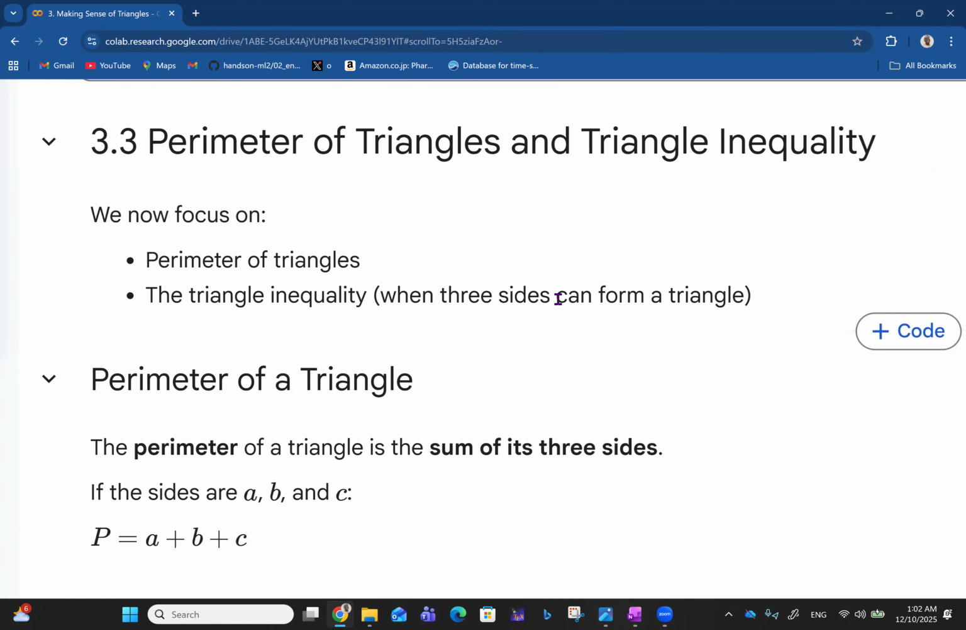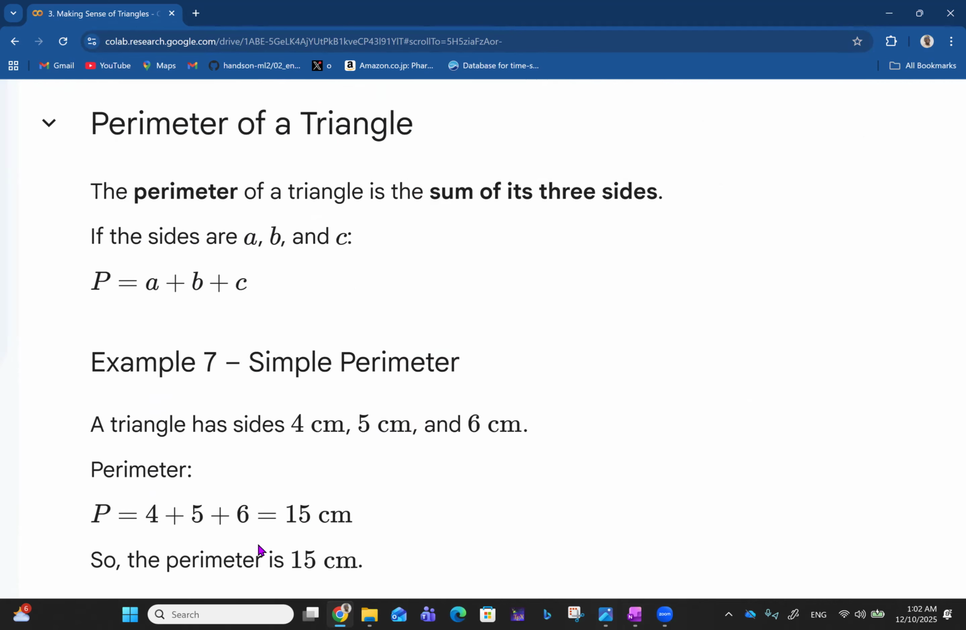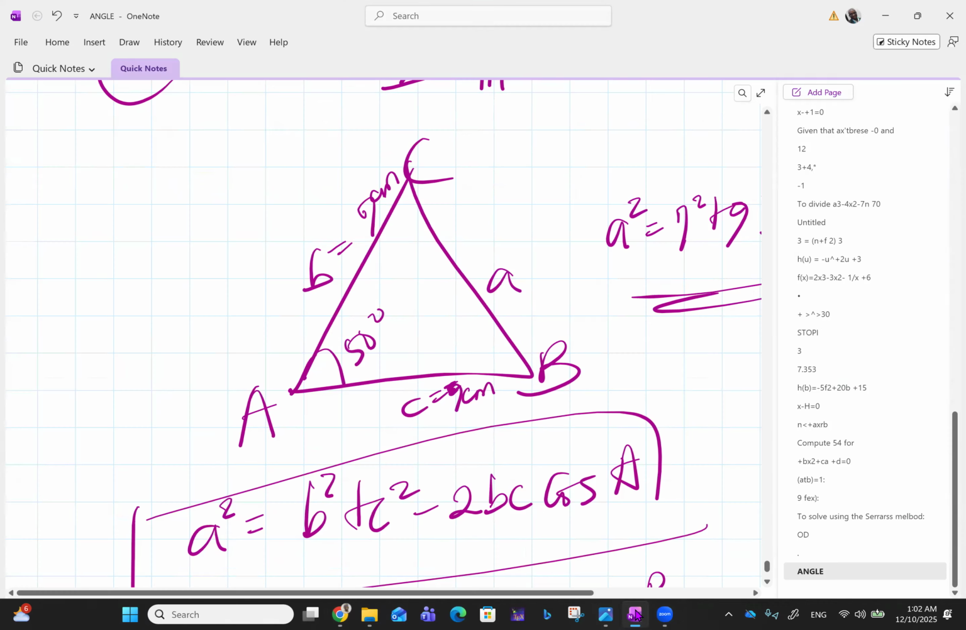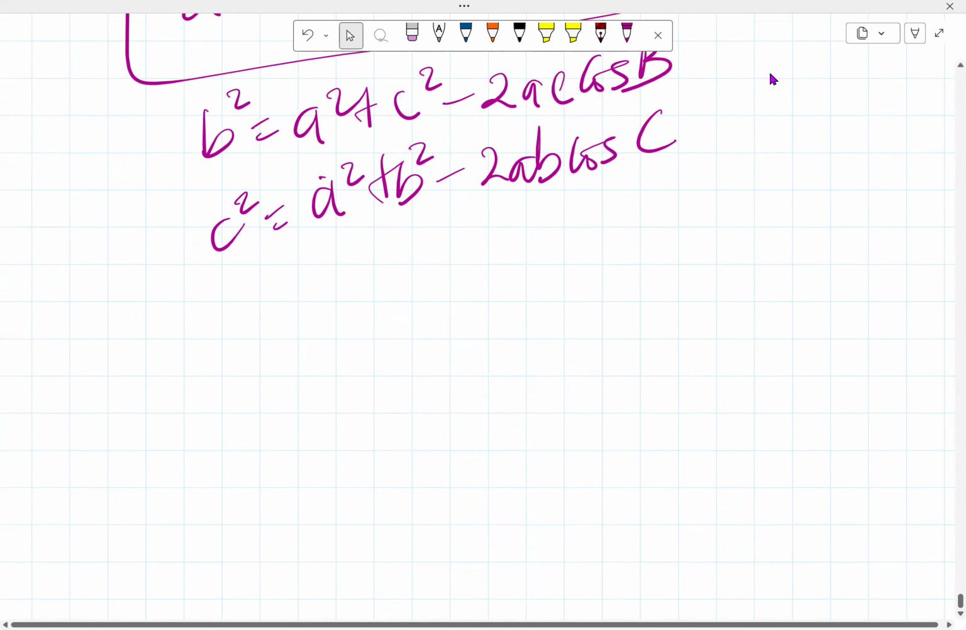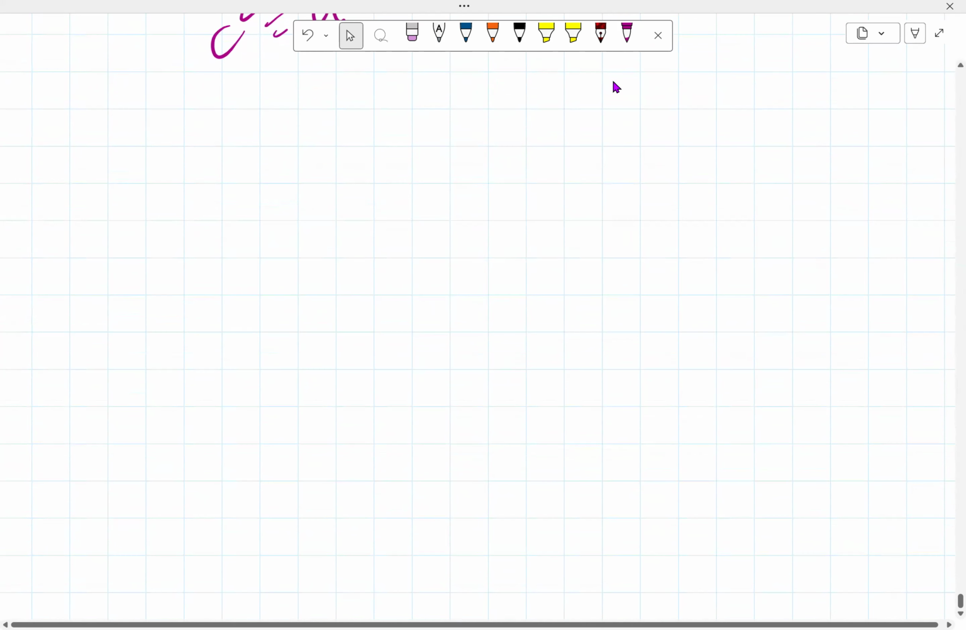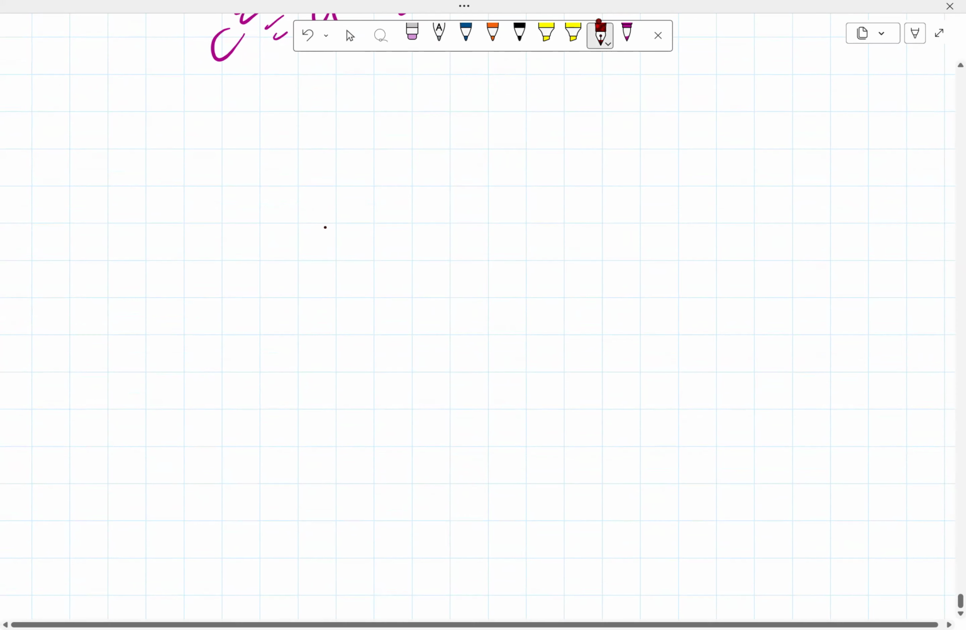The triangle inequality tells us when three sides can form a triangle. Not every three possible values can form a triangle. That's why this triangle inequality is important. First of all, we start with the perimeter of a triangle. The perimeter of a triangle is the sum of its three sides. So if the sides are A, B, and C, the perimeter is A plus B plus C. That's a very simple idea. The reason why I had to go through knowing how to solve a triangle is because you may need to find the perimeter of a triangle and you don't know all the sides.